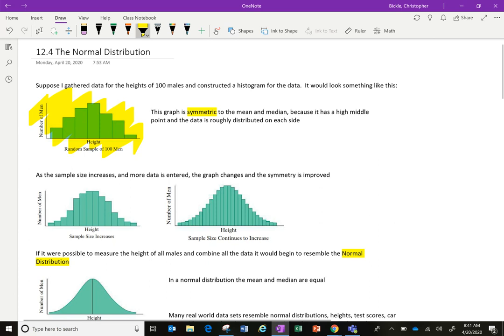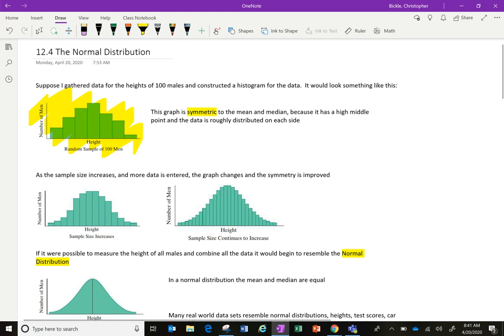We've got a middle value where there's going to be the mean or the median. And then the data is kind of symmetric around both sides. If you look, it's not perfect. Some are smaller, some are bigger, but the graph is pretty symmetrical to the mean and the median, which is in the middle, because it's got a high point and then both sides kind of slope off as we continue to get more samples.